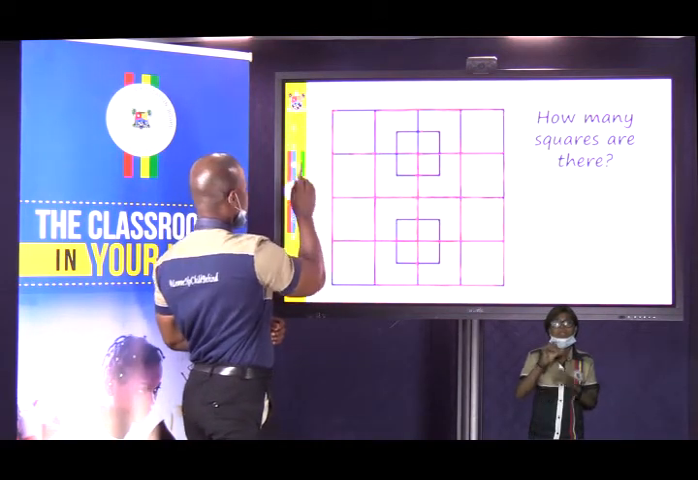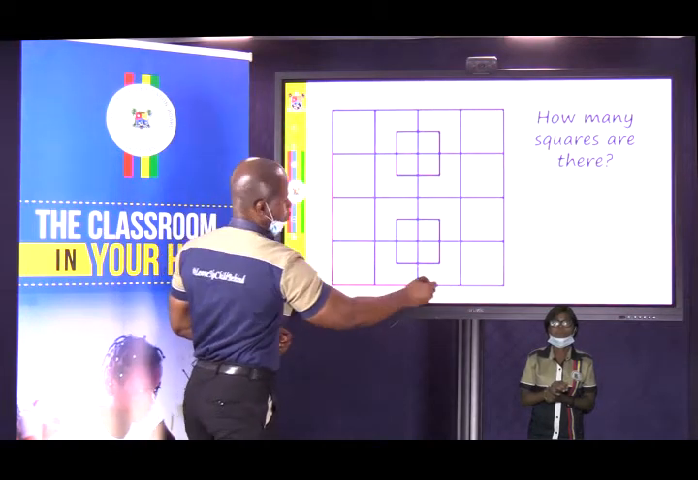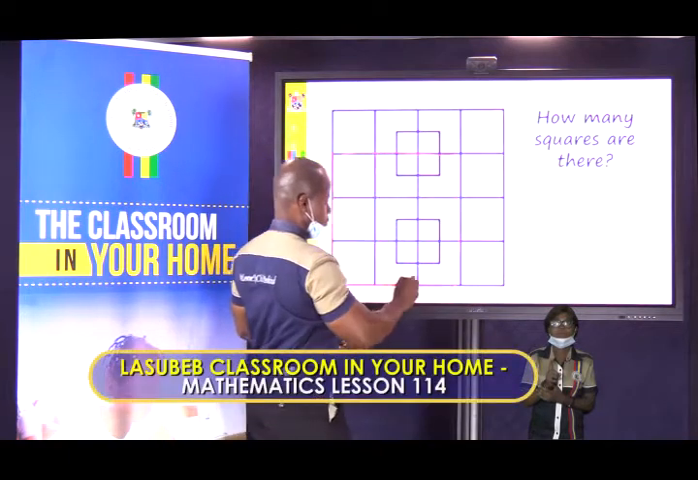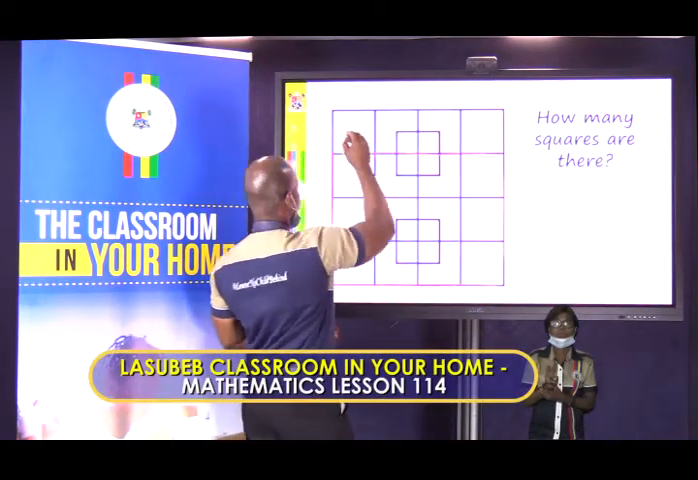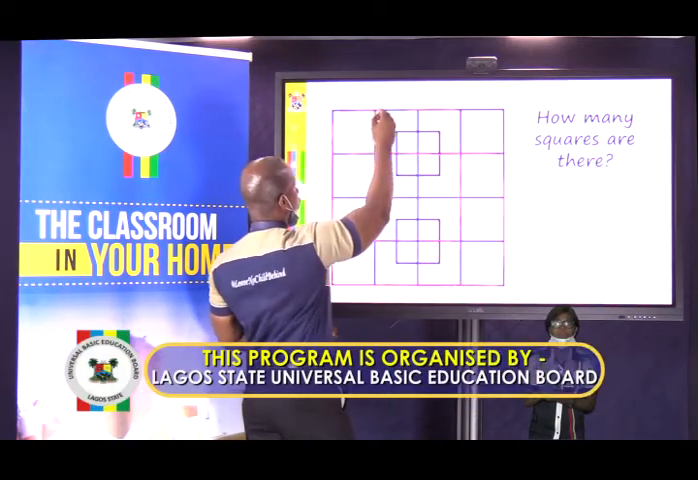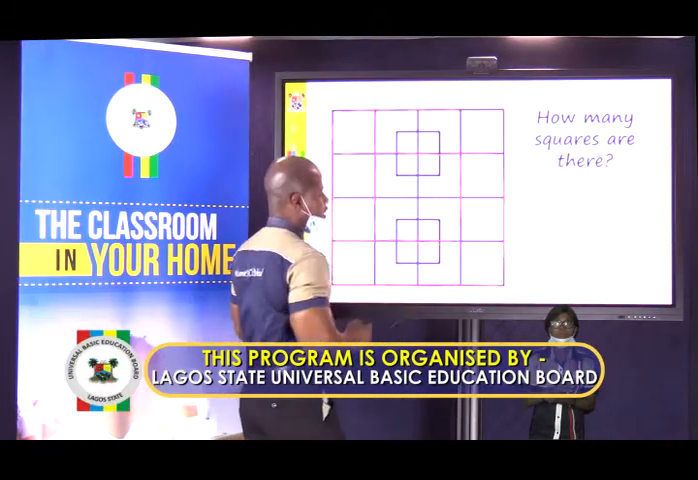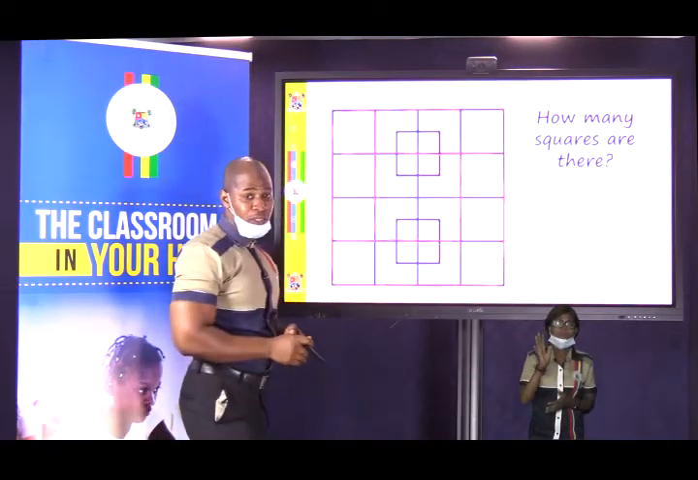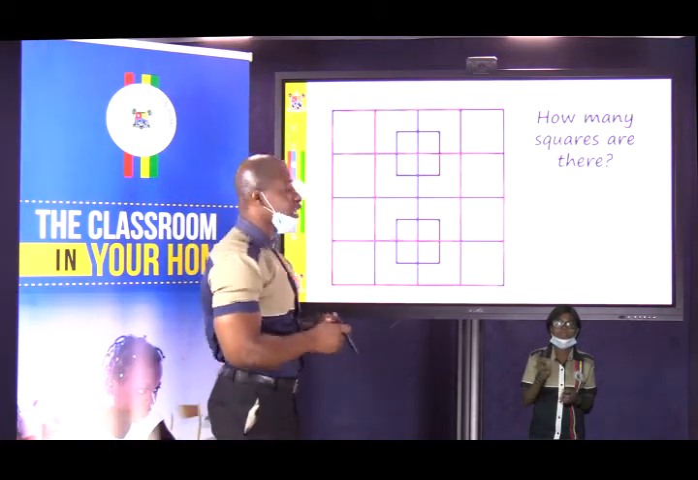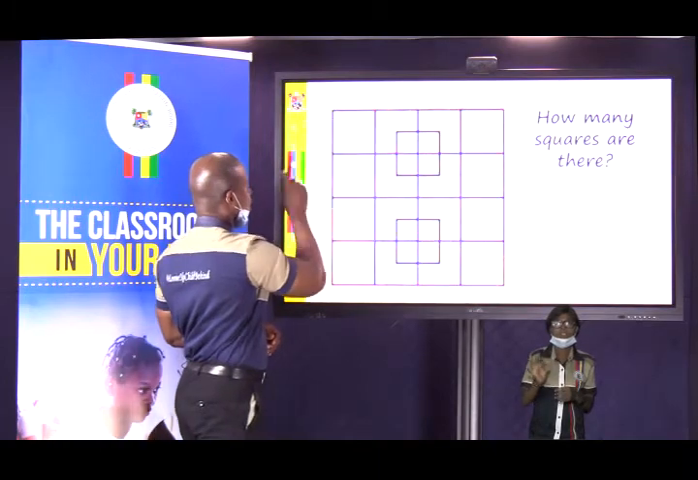Oh, let me erase all the ink here first. Okay, so 3 by 3 squares coming right up. 1, 2, 3, then this one, 4. That is 4. So 16 plus 9 plus 4, that will be 29. Okay, so keep 29 for me.